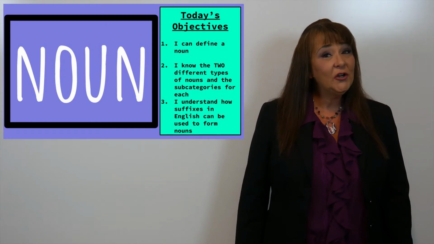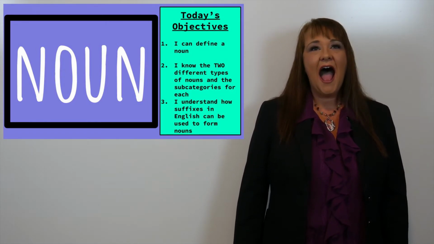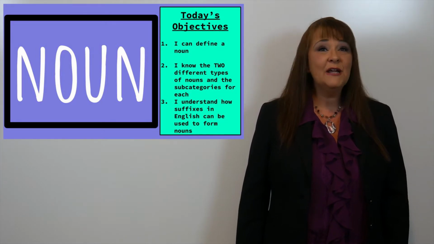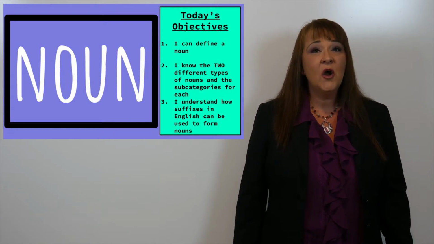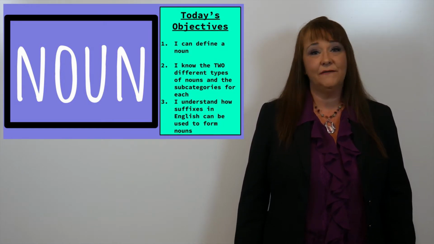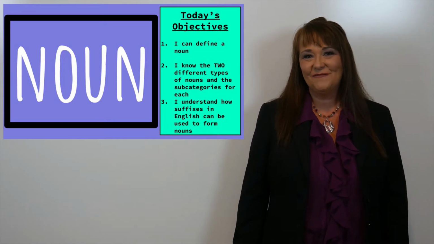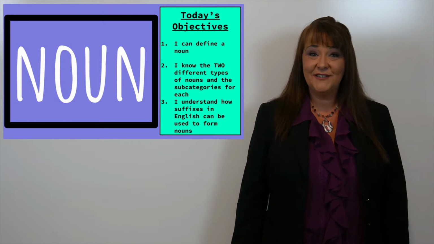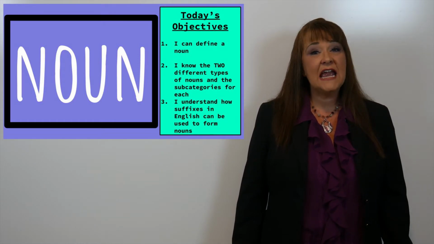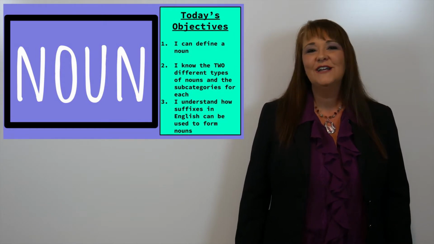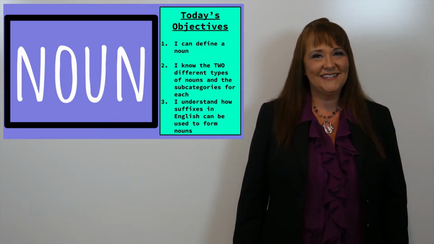The first part of speech we will be reviewing is nouns. Our learning objectives say, I can define a noun. The second objective says, I know the 2 different types of nouns and the subcategories for each. Our last objective says, I understand how suffixes in English can be used to form nouns.